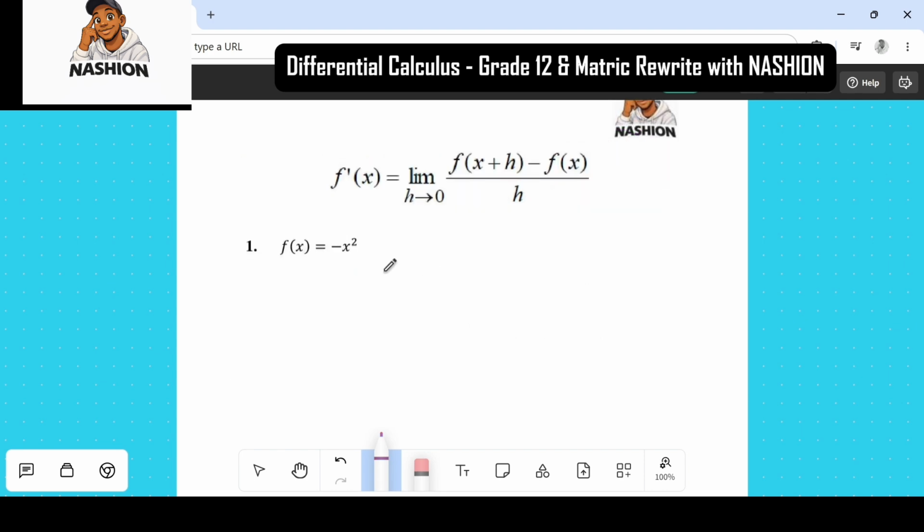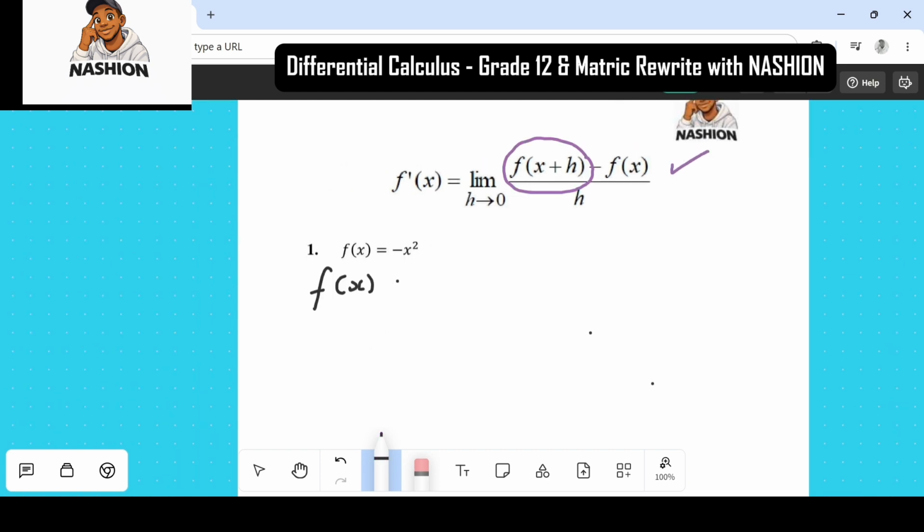All right, this is the first question, which is so exciting to meet us. We are finding the derivative by the first principles. This is the first principles formula. F of x is equal to negative x squared. In our step 1, we are going to be finding f of x plus h.